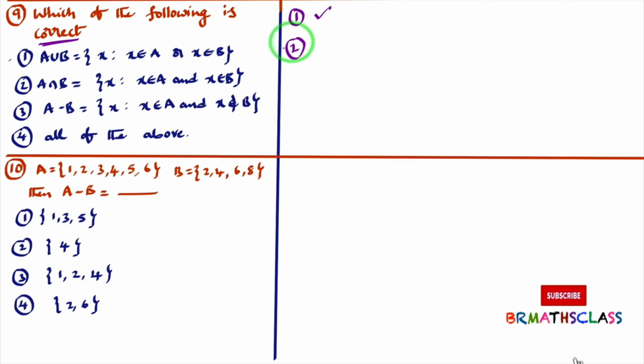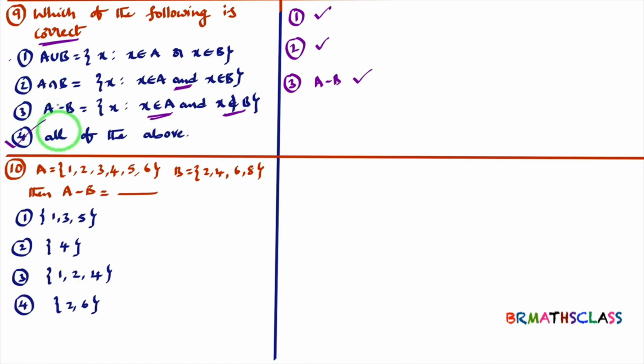What about the second option? A intersection B. We know that A intersection B contains all the elements which are present in both A and B. You observe here, and is given. Okay, is the second option also correct or not? Yes. Third option, A minus B. A minus B means what? A minus B means all the elements present in A but not in B. You observe here x belongs to A and x does not belong to B is given. So is this third option correct or not? Yes, correct. So you observe the fourth option, what have they given? All of the above. They are asking which of the following is correct, and whatever they have given in the first three options, they are all correct.